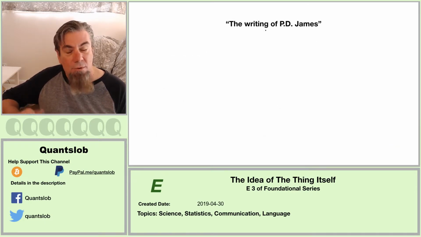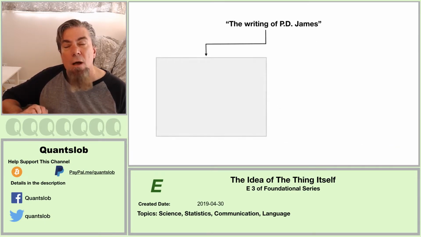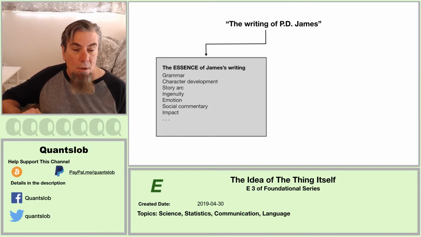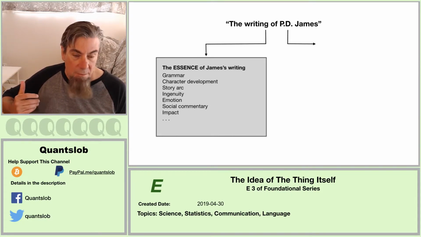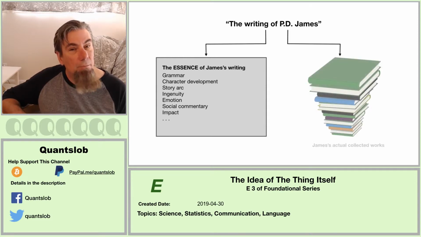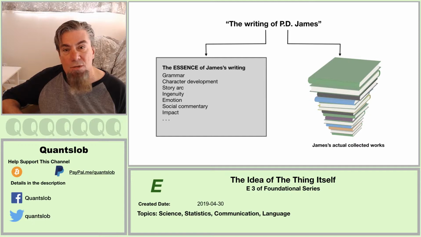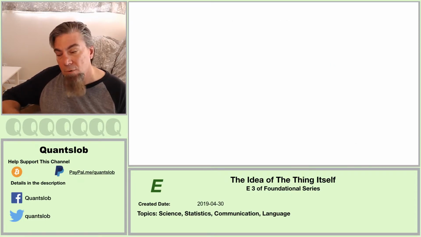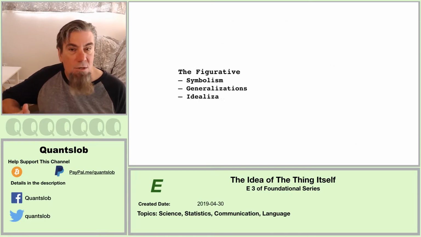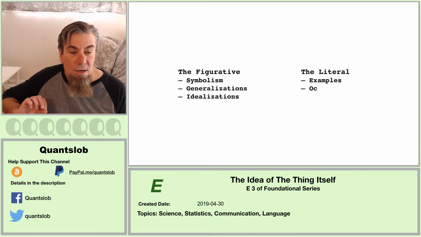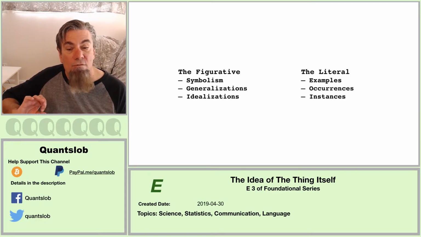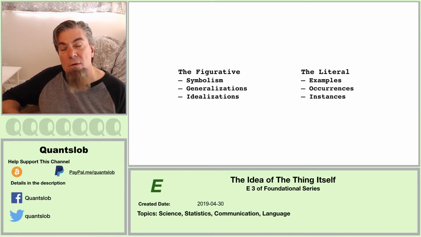For another example in the same spirit, consider the phrase, the writing of P.D. James. Again, same presentation here. Is this phrase symbolic, representing an essence like James's style, or does it represent an actual physical collection of books or ebooks? If you're not familiar with P.D. James, you can substitute your favorite author in here. It's just an example. Okay, so there's nothing fancy going on here. The point is that a single word or expression can evoke very different impressions. And that's it for this first theme.